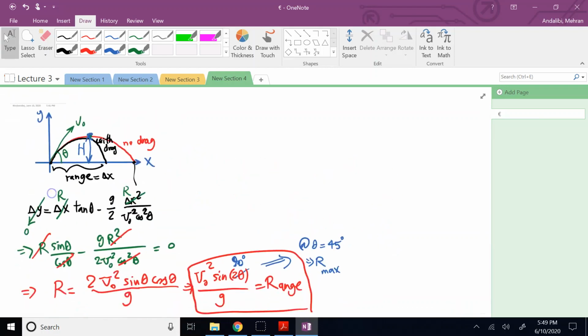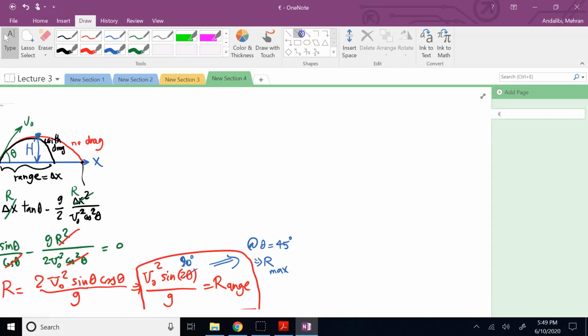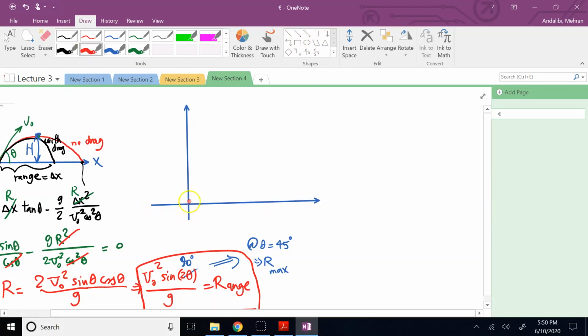If you remember, let me draw it again here. The total velocity v at any point is always what? Tangent to the projectile. Right? So this is the initial velocity v naught at the beginning, but at the top, since it's the max point, the total velocity v is what? The total velocity v is horizontal, right?